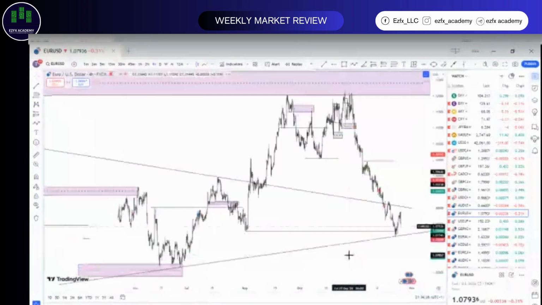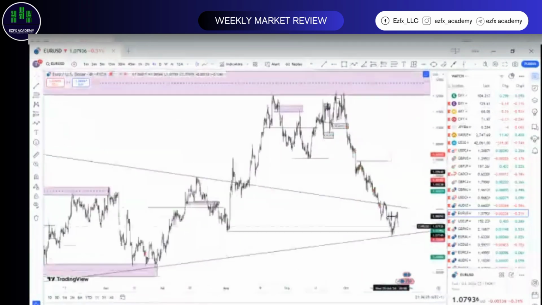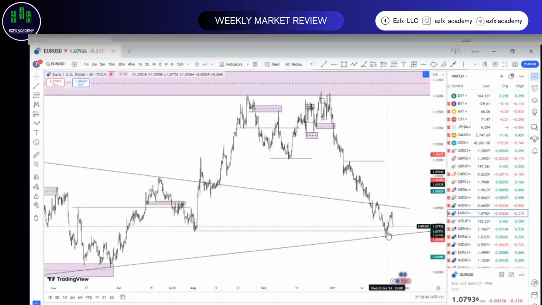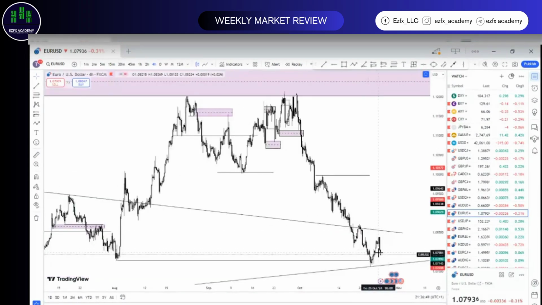Watch out for sales for now. And if you're taking any trades, please take them as scalps. All right, don't take swing trades on Euro USD right now. Personally, I'm tempted to look for an entry around here and just enter for a long position, a buy position, right?